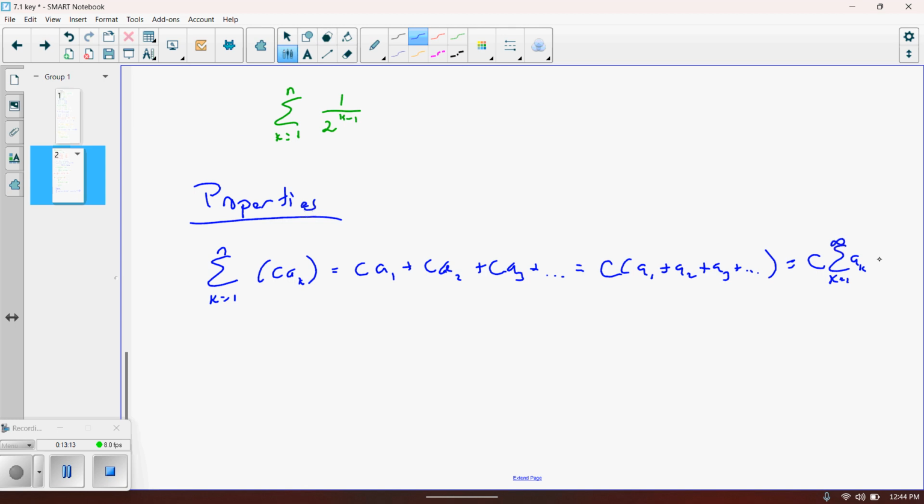The next two I think are also relatively intuitive in the fact that if I have a sum of a sequence of a sub k plus or minus some b sub k.